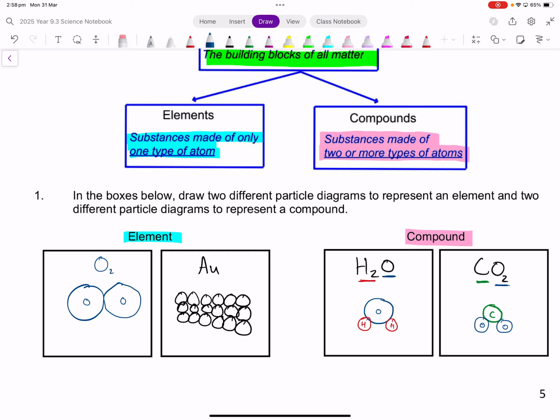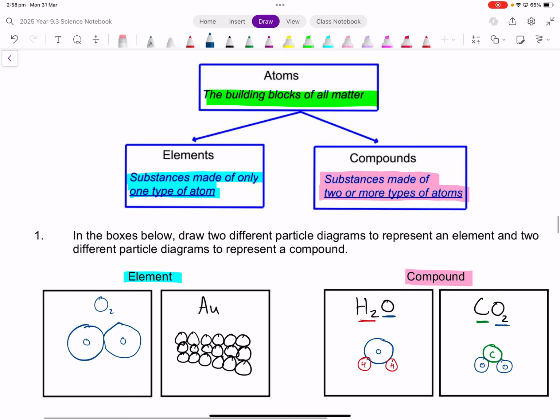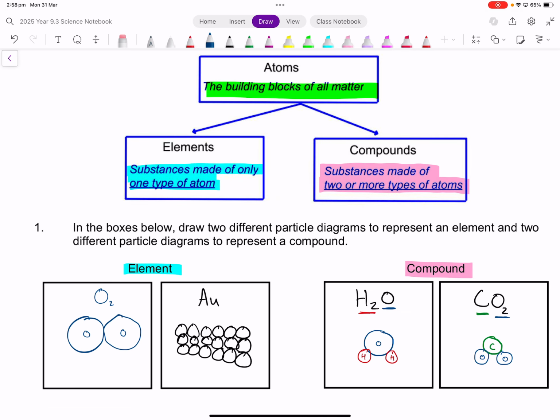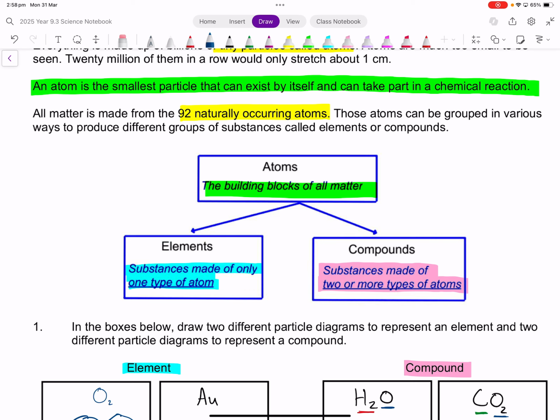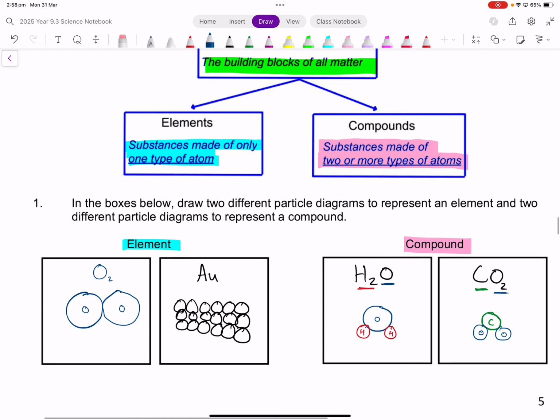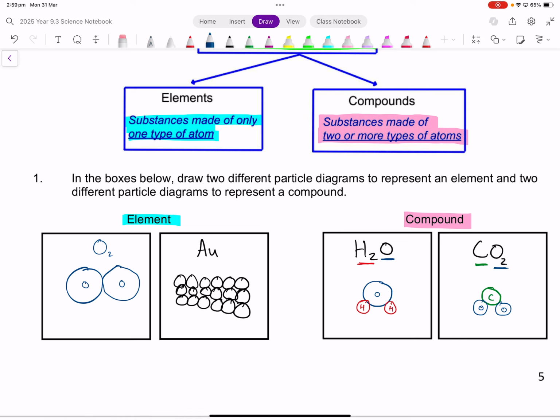So to recap very quickly, I will then jump to that question, is we've got 3 definitions so far. Number 1, we've had atoms. Atoms are the building blocks of all matter. We've also said that it is the smallest particle that can exist by itself and take part in a chemical reaction. We then said an element is only made up of 1 type of atom versus a compound which is made up of 2 or more.